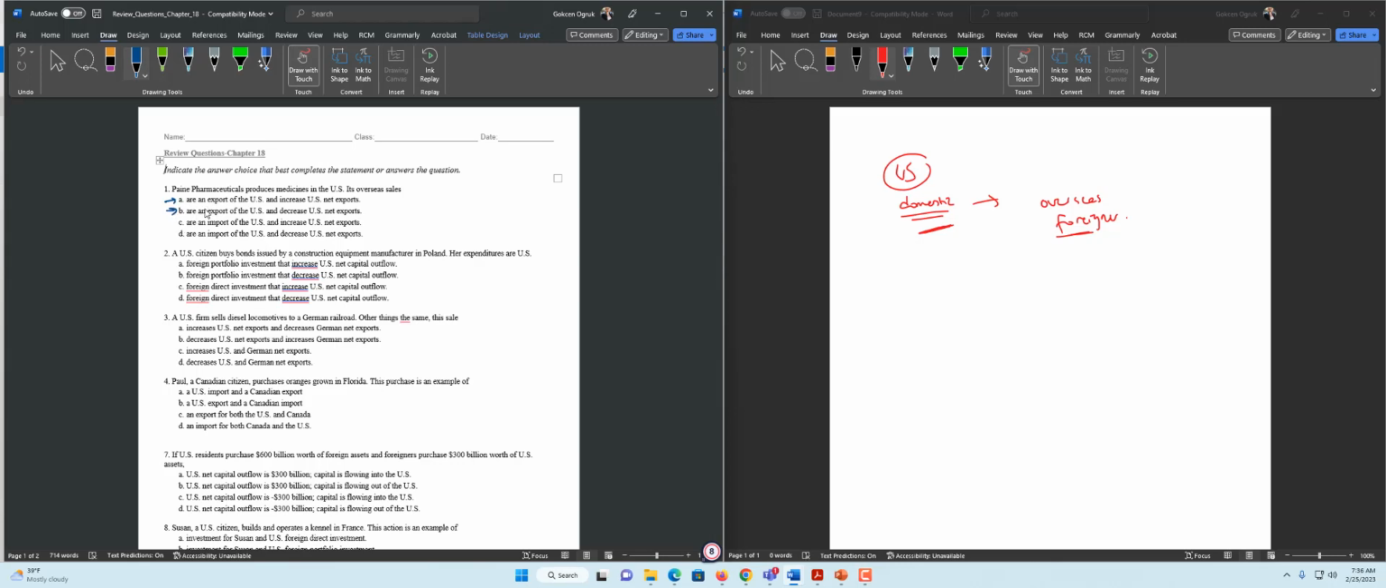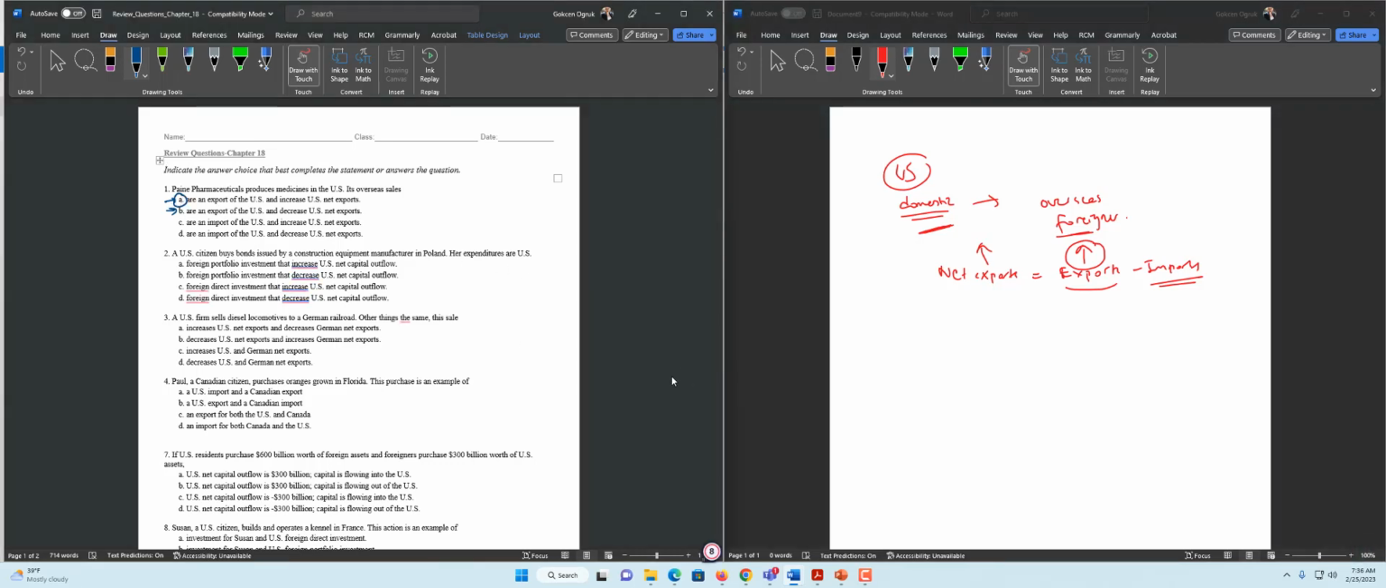And now we need to find out how it affects the US net exports. Net exports is equal to exports minus imports. So imports doesn't change because we don't have a transaction that refers to imports. Exports are increasing. When this side of the equation increases, this side of the equation should increase as well. For that reason, it should be that it increases US net exports. Therefore, the right answer is A.